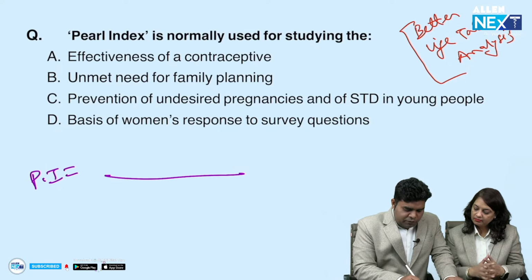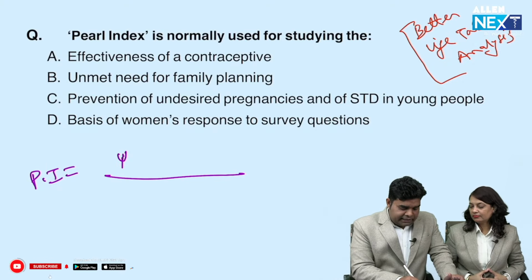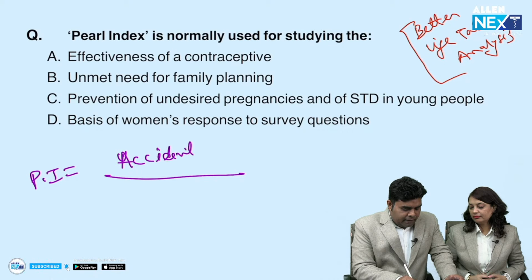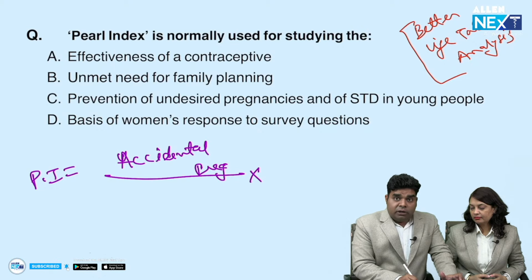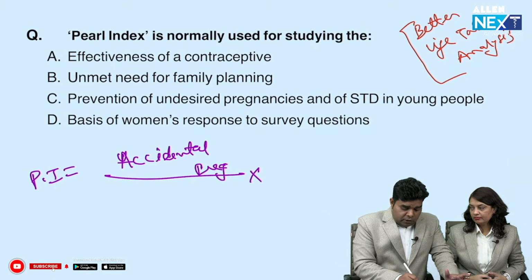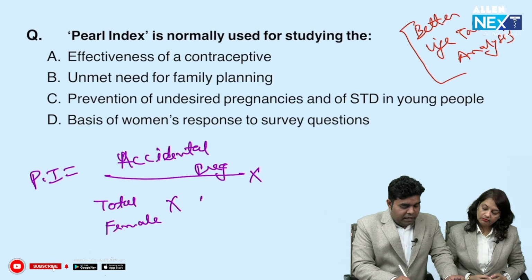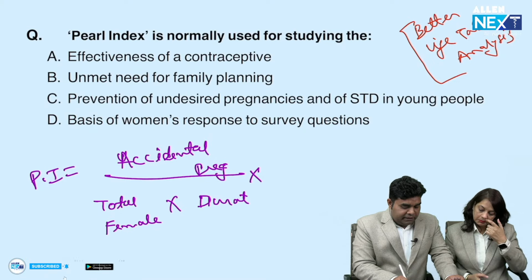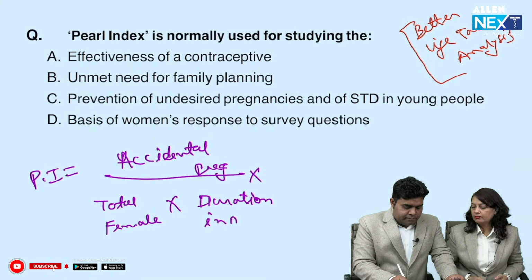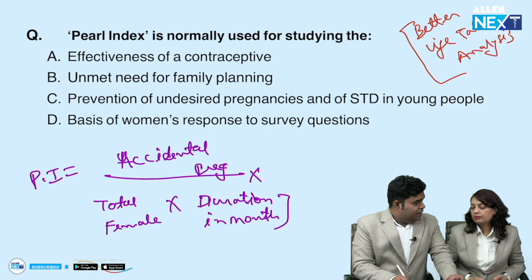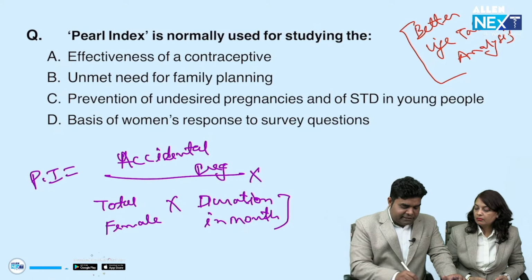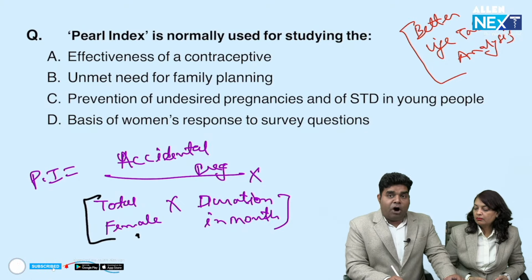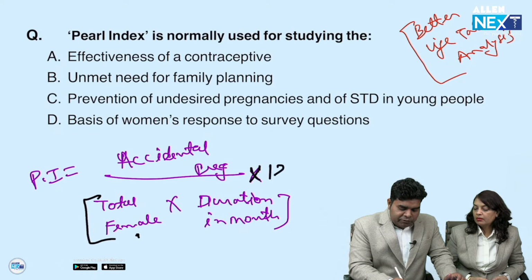So in Pearl index, of course, we write the unwanted or accidental pregnancies in the numerator, and in the denominator, we write the total females who are taking it. Total females taking it has two components: one is the total number of females, the other is the duration in months. But if you look at the PARC textbook, they have not given this part in the formula. They just write total females taking it. So it itself has these two components, the number of females and for how many months they took it. And then we multiply it by 1200.